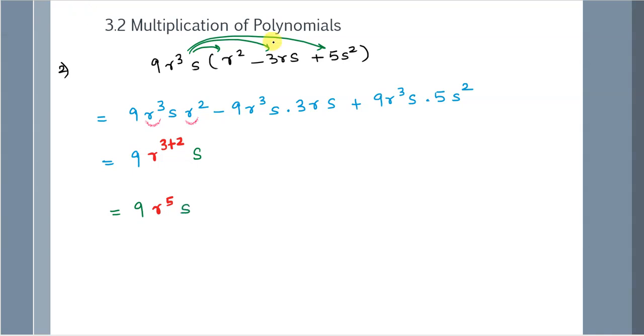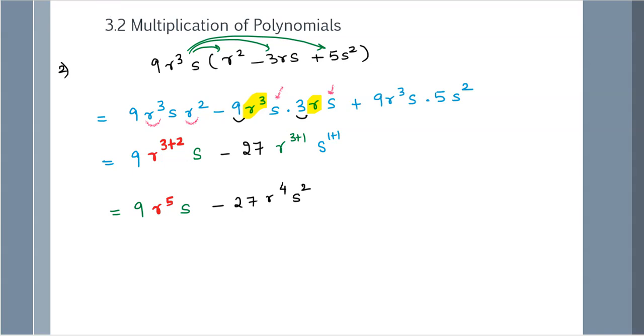Moving on to the second term. You have 9 and 3. The sign is minus. So 9 times 3, 27. Then r power 3. You have r power 3 and r. That gives you r power 3 plus 1. Okay. And then the s term. Two s terms. So that gives you s power 1 plus 1. So for the second term, you get minus 27 r power 4 s square.